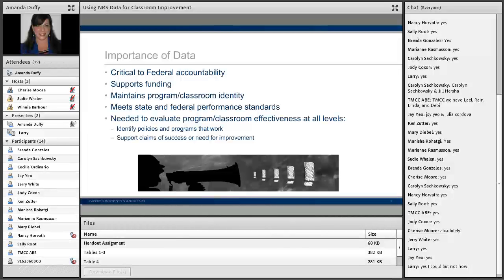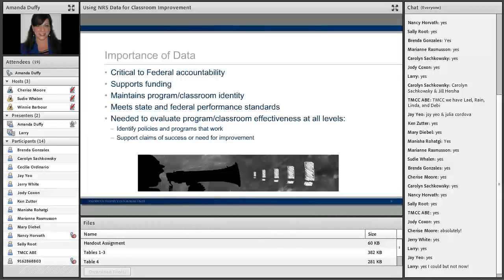State programs and also classes can use this to make data-based decisions. Change in and of itself can be difficult, but knowing that a change is based on data and not instinct or personal program director preference supports the need for that change. And this is true for your use as a classroom teacher.